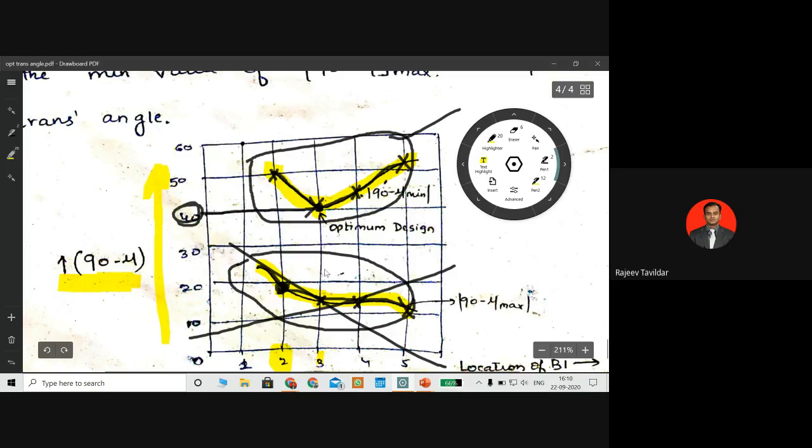Okay, so in the final step, the first point is, out of these two curves, identify the curve which has the highest range of angles. So I have identified that curve. In that curve, find out the point which has the least angle of 90 minus mu. So this is the point that I can locate, and if I just trace it horizontally, I'm getting this as the angle, that is 40 degrees. So it says that whenever your angle 90 minus mu is equal to 40 degrees, that is your optimum design.